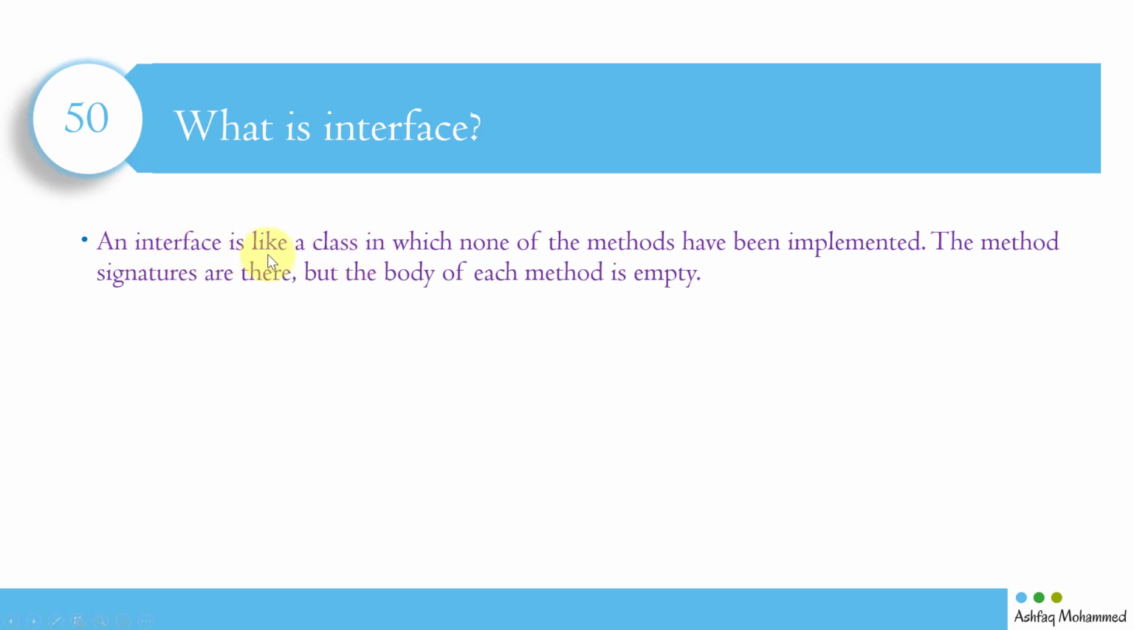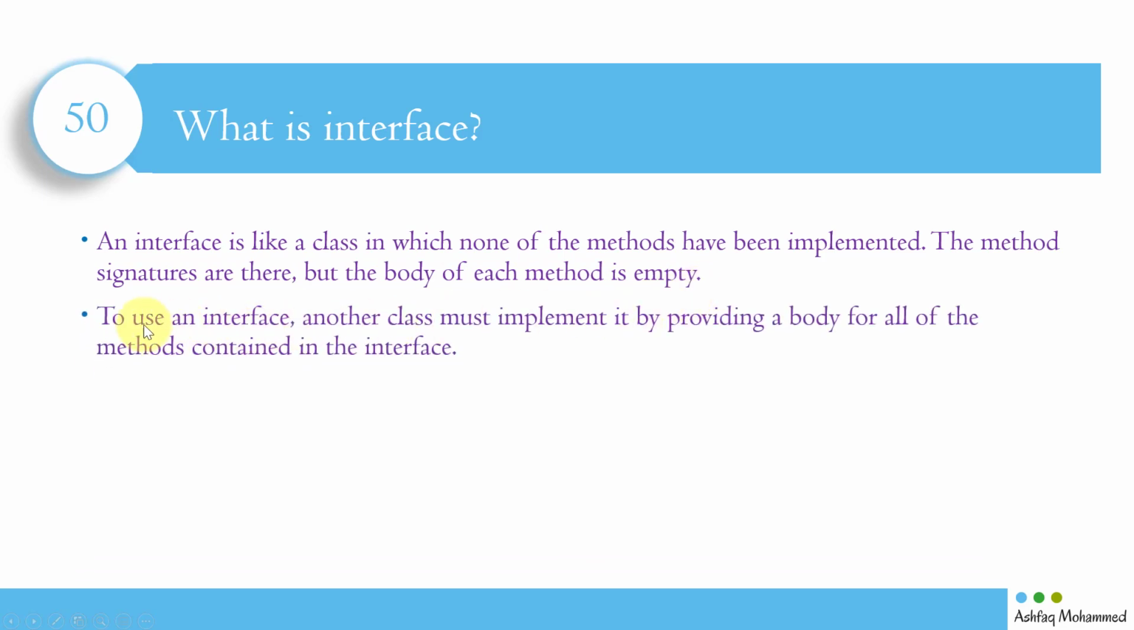Okay, so an interface is like a class in which none of the methods have been implemented. The method signatures are there, but the body of each method is empty. Why do we do that? Let's see. To use an interface, another class must implement it by providing a body for all of the methods contained in the interface. So I created a few methods, then I should implement those methods in some other class.